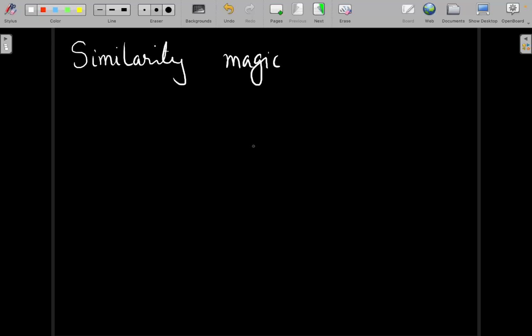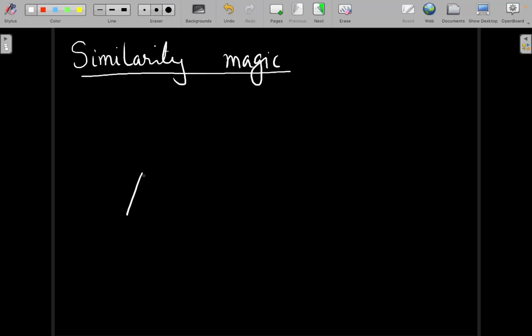There are several magical results that you can quickly obtain in elementary geometry with the help of similarity, and in fact, you'll probably use similarity for several amazing results throughout your lives. So let us quickly define what similarity is.